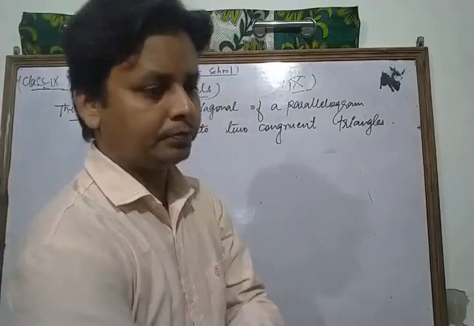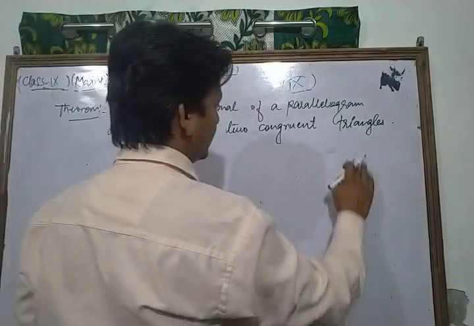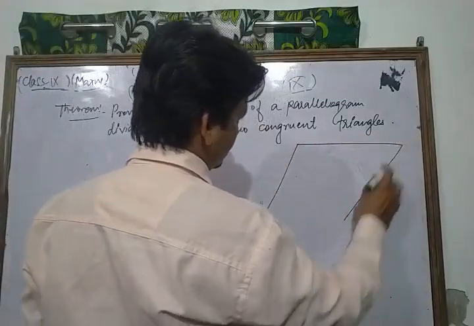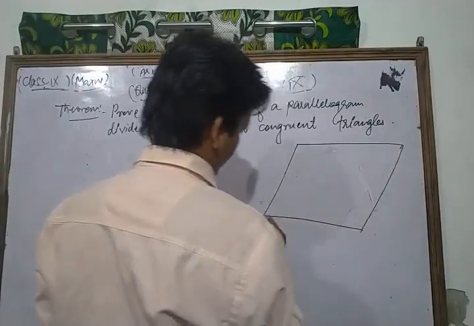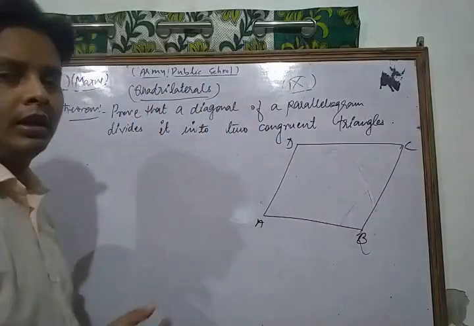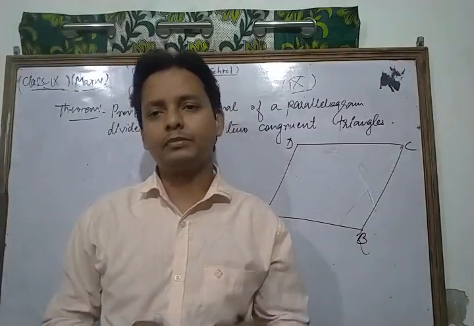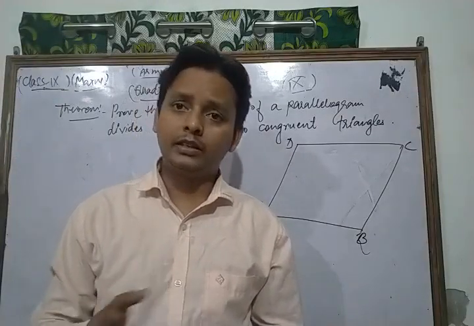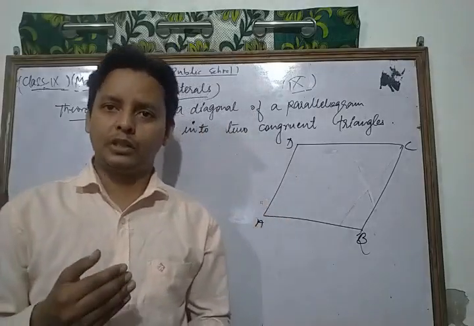So dear students, first of all we draw a parallelogram ABCD. We also discuss a concept regarding theorems. In any theorem, first we write given, then we write to prove, then we write construction if any, then we write proof. This is the sequence for proving any theorem.